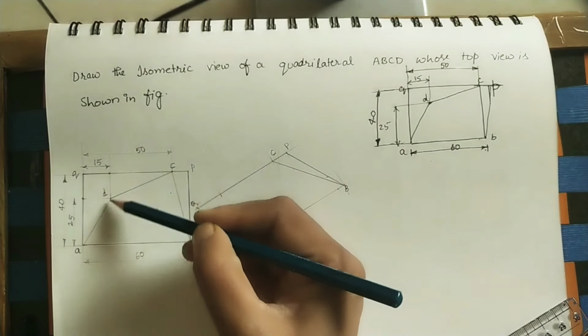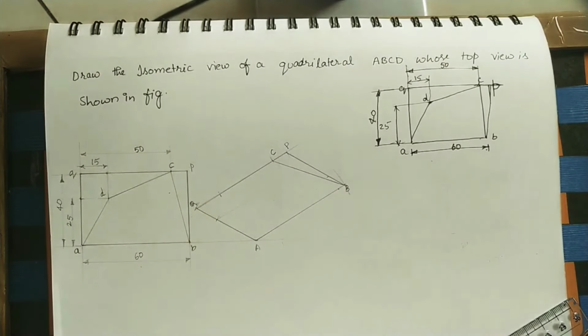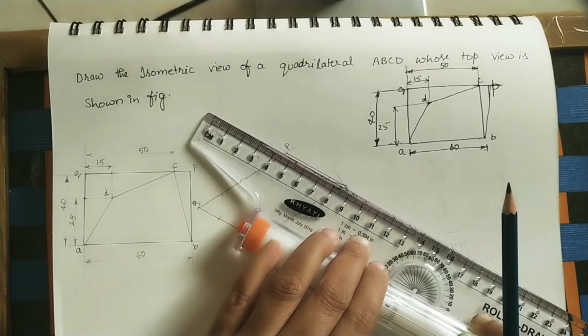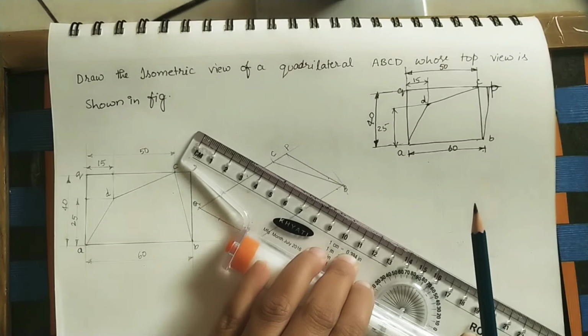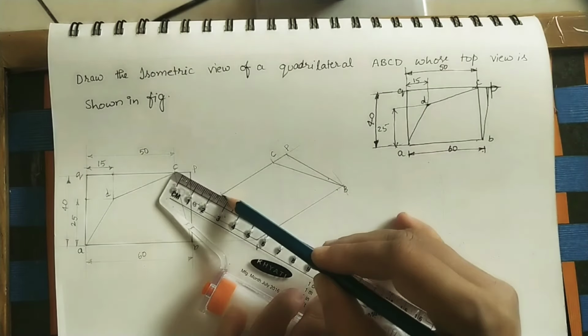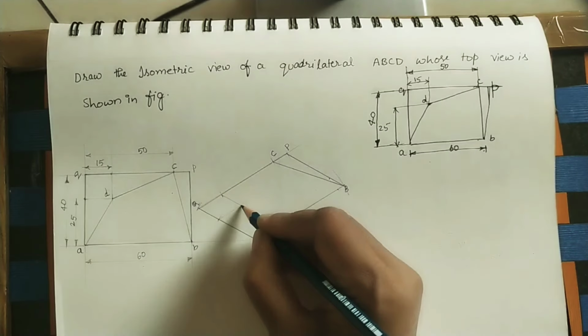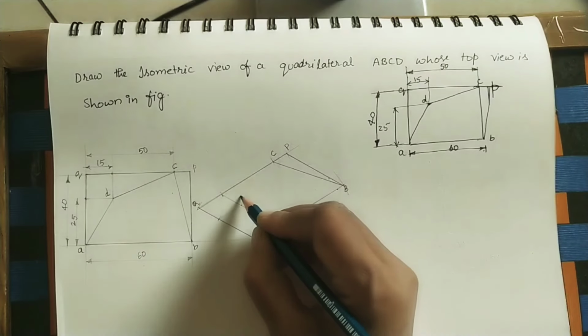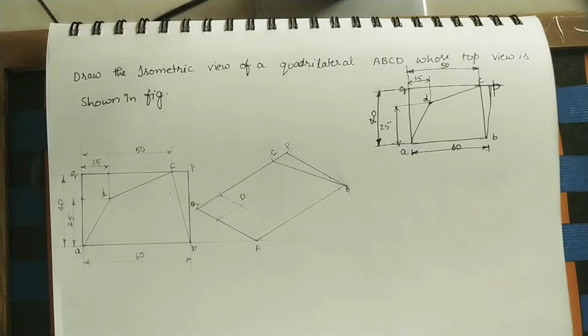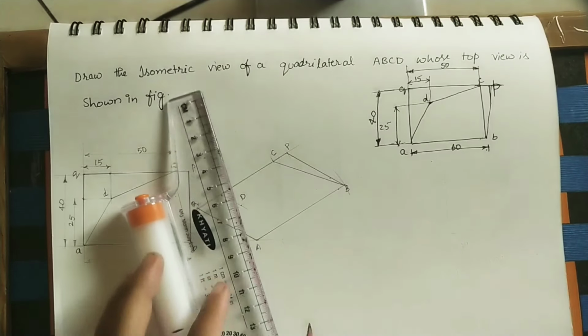So here do the line parallel to BP. Parallel to BP means this one. Here keep the scale coincide with this inclined line. Move the scale up to this point. Just do the line. Here the intersection point is D point. Take capital D. Join AD and DC with the help of scale.